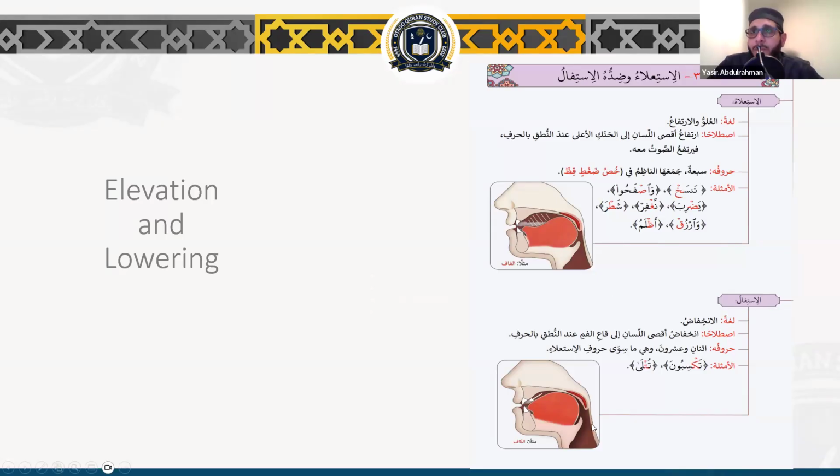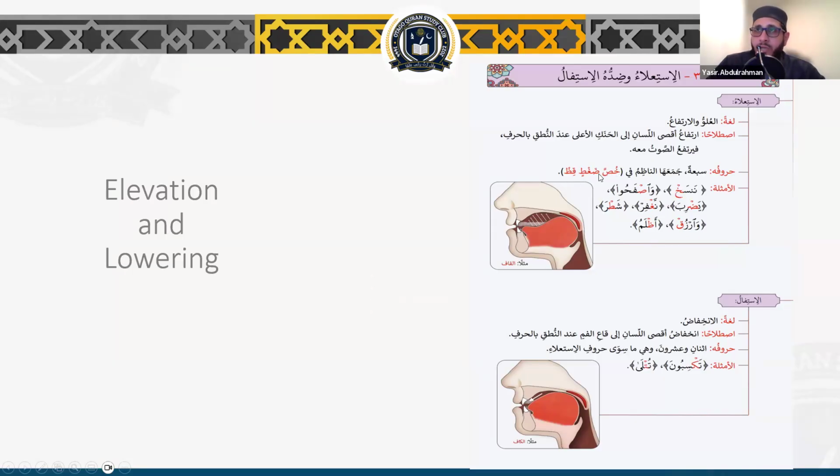The istifal is the opposite. You see the arrow is going down, so linguistically it means lowering or going down, and in the Quran it means lowering the furthest part of the tongue to the bottom when you pronounce the letter. The difference between these two: obviously the majority of the letters are lowered letters, apart from 7 of them. These 7 are summarized in the phrase khusa dghtin qidh. Khusa dghtin qidh.